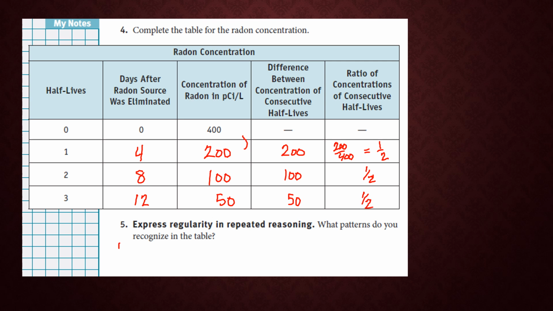So the difference keeps decreasing. It gets smaller and smaller and smaller. It's not constant. You can see that the difference between consecutive half-lives goes from 200 to 100 to 50. But the ratio is constant. So from one half-life to the next, the ratio is always 1/2, even though the difference from one half-life to the next in the concentration is getting smaller, smaller, smaller.